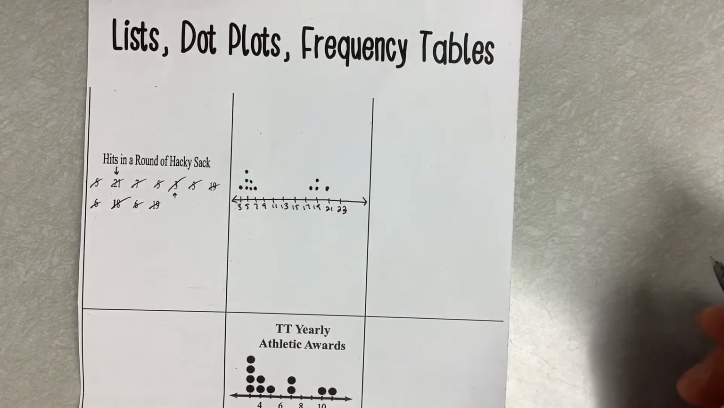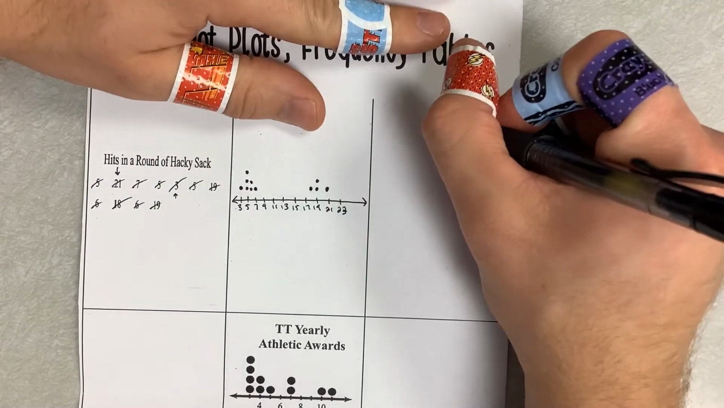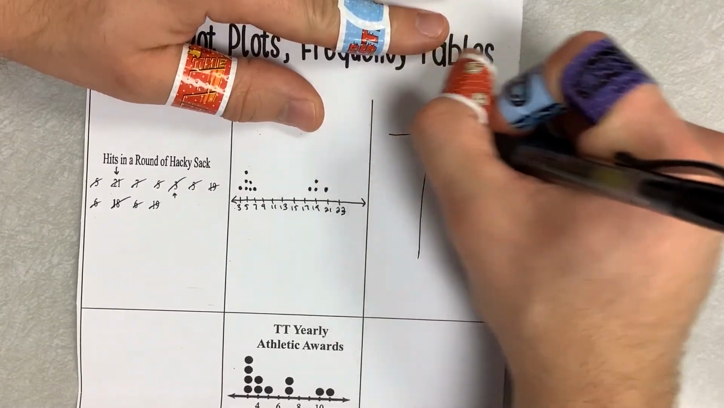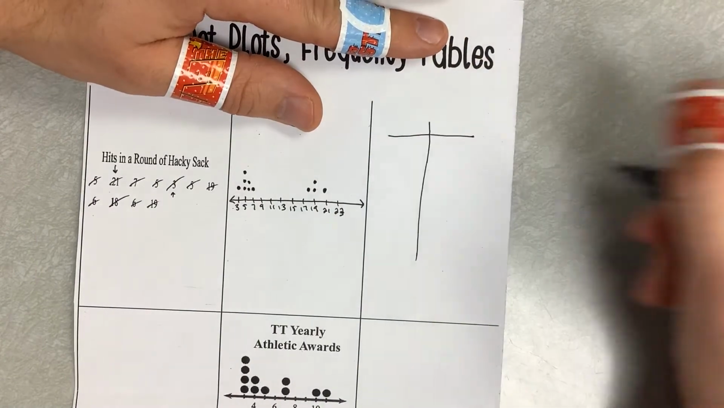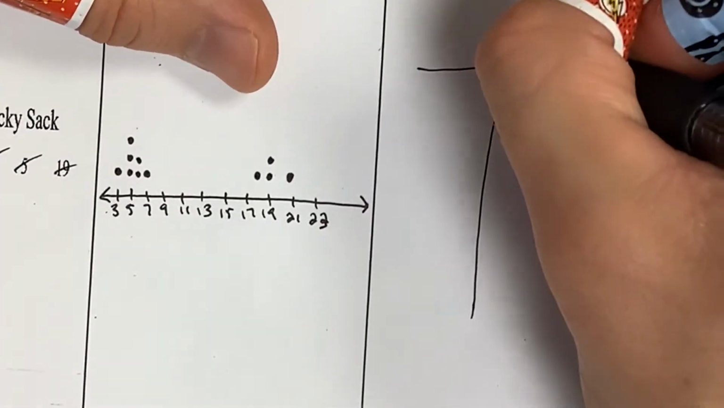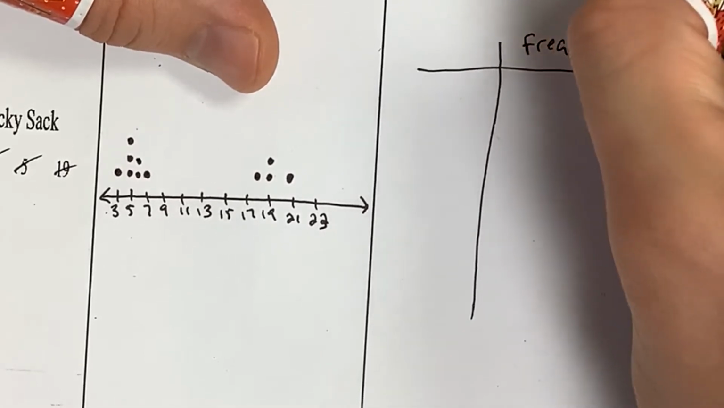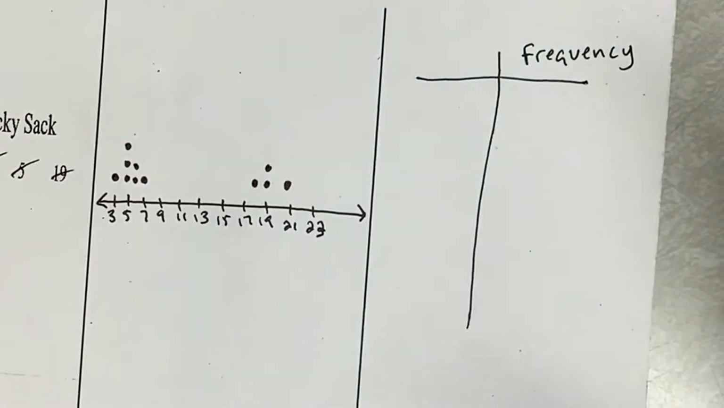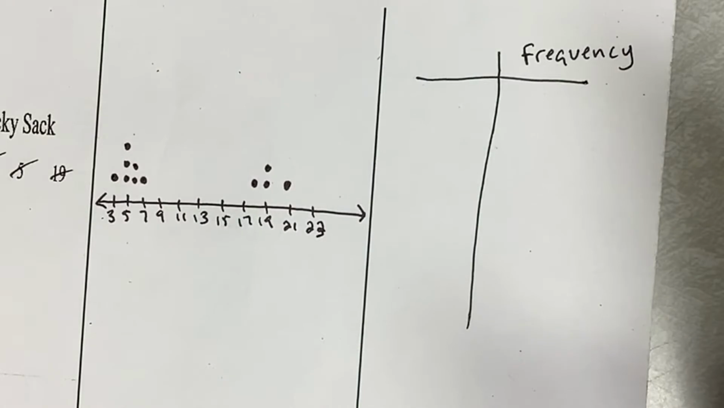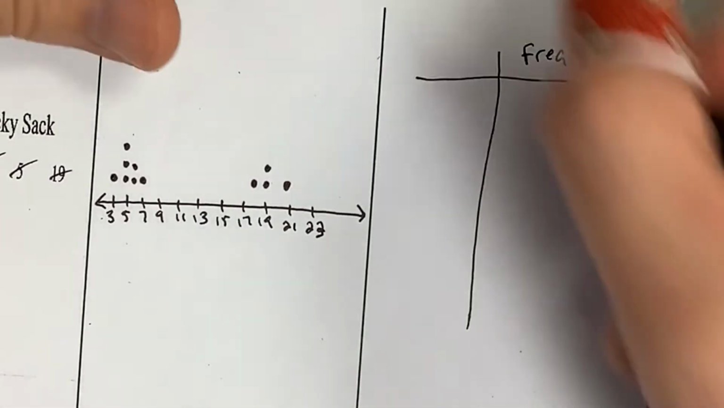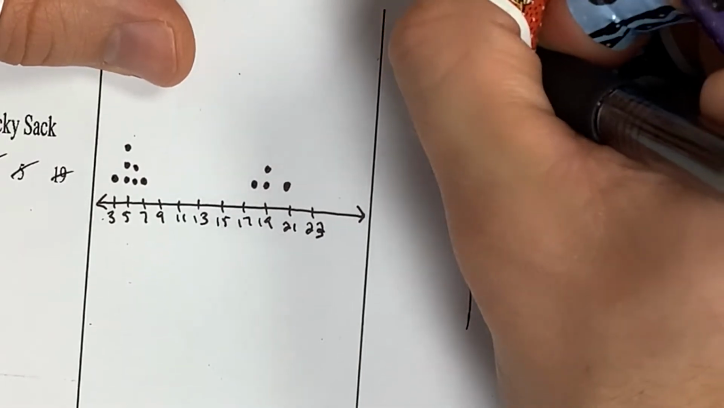Now for a frequency table. I need to do a frequency table. Make myself a little table. I'm sorry for that being so crooked. My apologies. This column is always going to be frequency, however many times you see that number. The other one, I got to see what's going on here. Well, we're talking about hits per round in hacky sack. So I'm going to say number of hits.